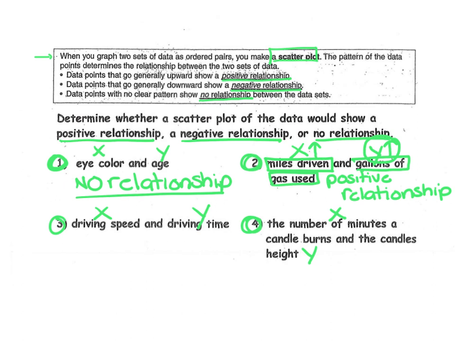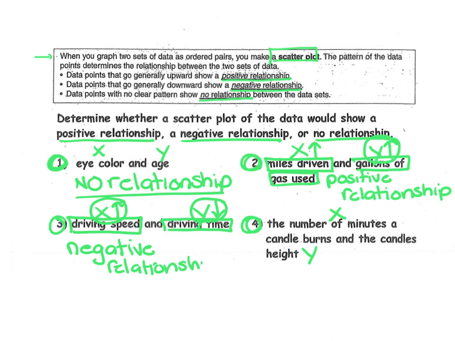Let's take a look at number 3. The speed you drive and the drive time. Clearly, the more you increase your speed, the less time you will spend on the road, or the less drive time. This is what we call a negative relationship. As X increases, Y decreases.